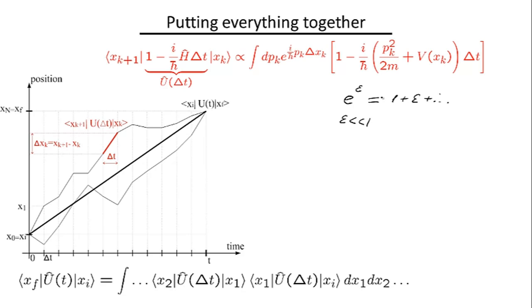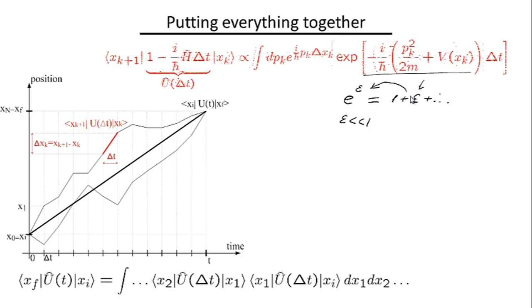So what Feynman does at this stage, he notices that this term here is a small term, much like the epsilon here. And he uses this Taylor expansion sort of backwards. So instead of writing the exponential as 1 plus a linear term, he writes this 1 minus a linear term as an exponential. And this is the result that he has.